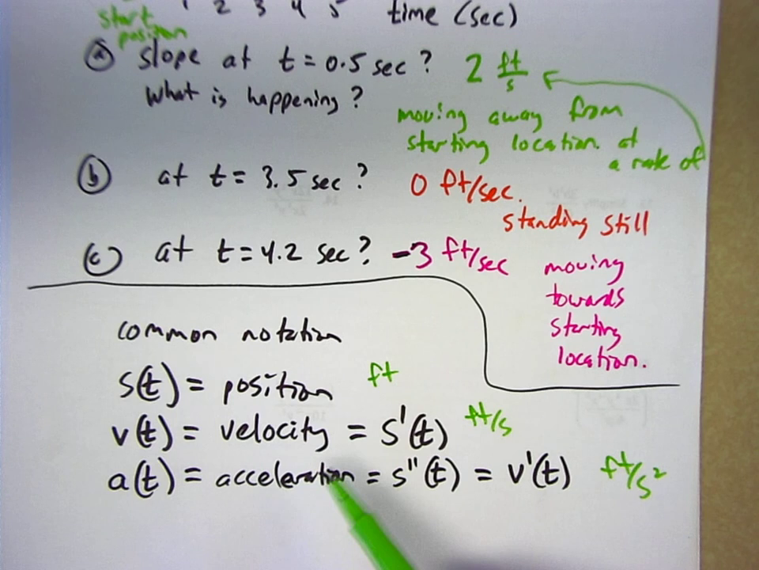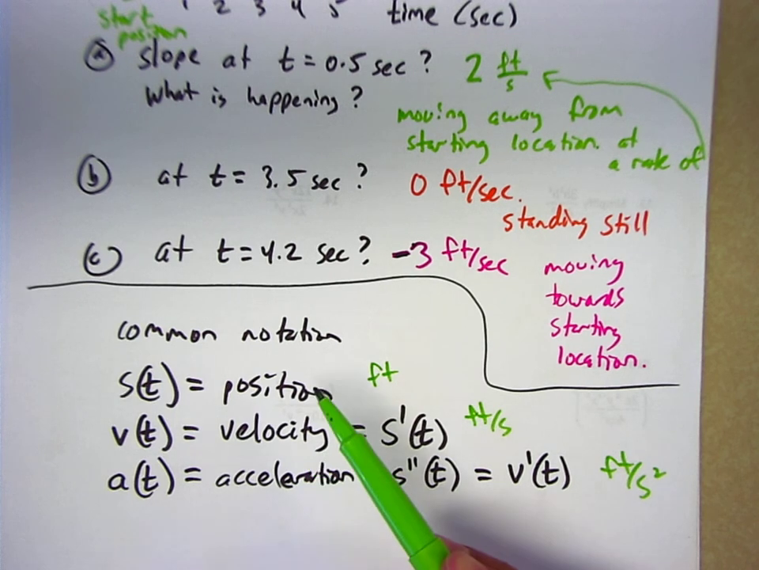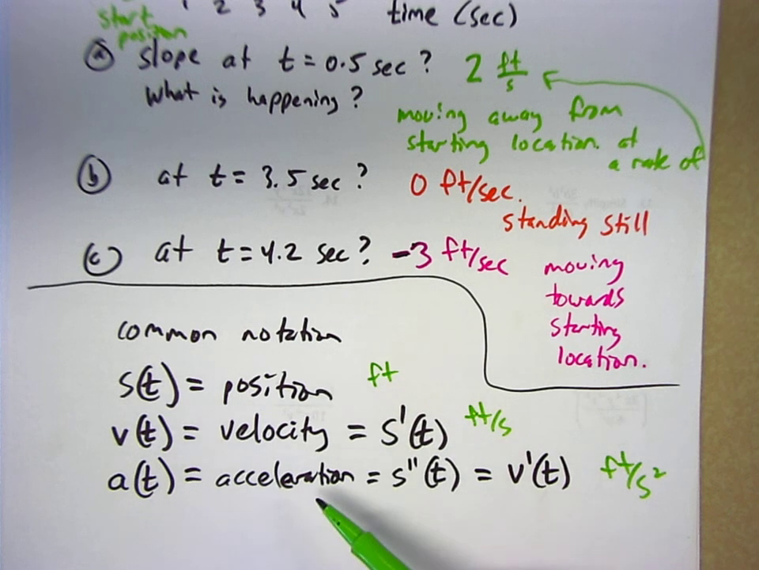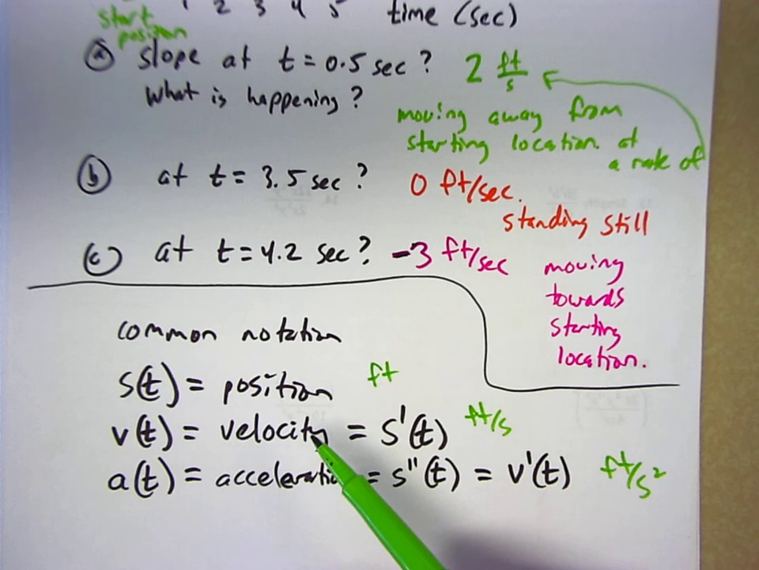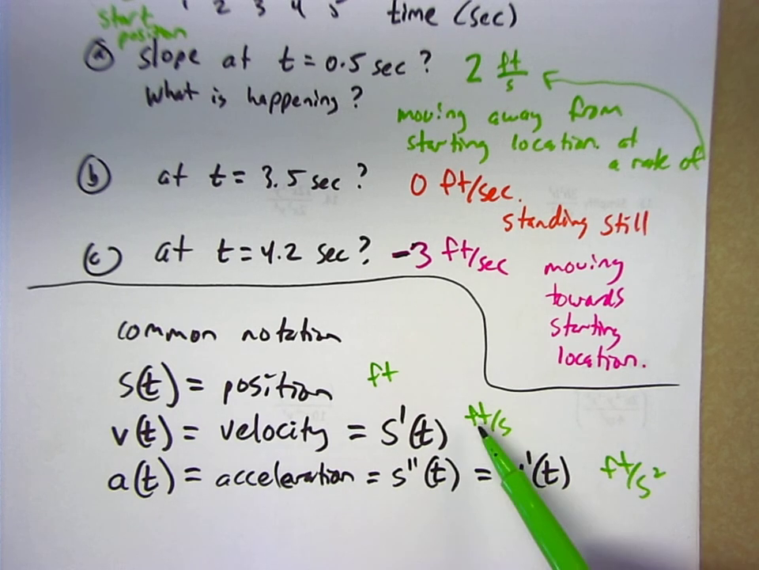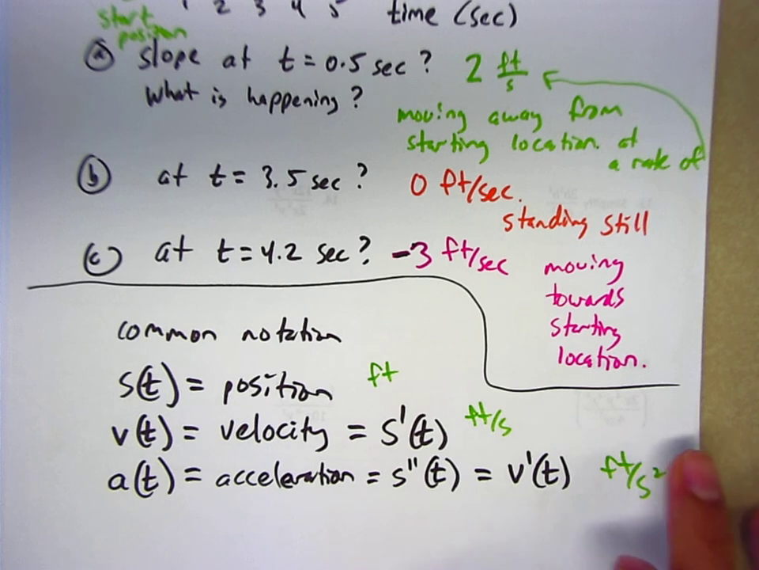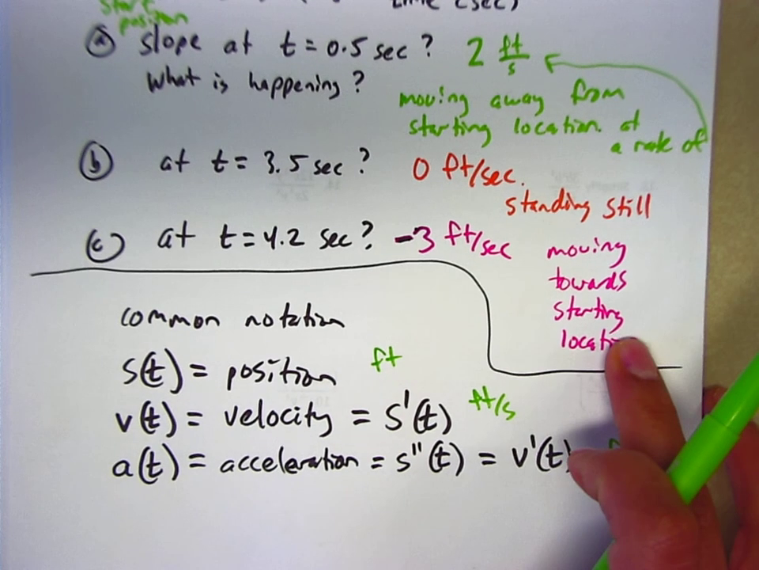The velocity is just a rate of change attached to feet and seconds. Acceleration is going to be a rate of change when you're comparing velocities. So if you take feet per second, that's how we get feet per second squared. You do need to be comfortable with those units.